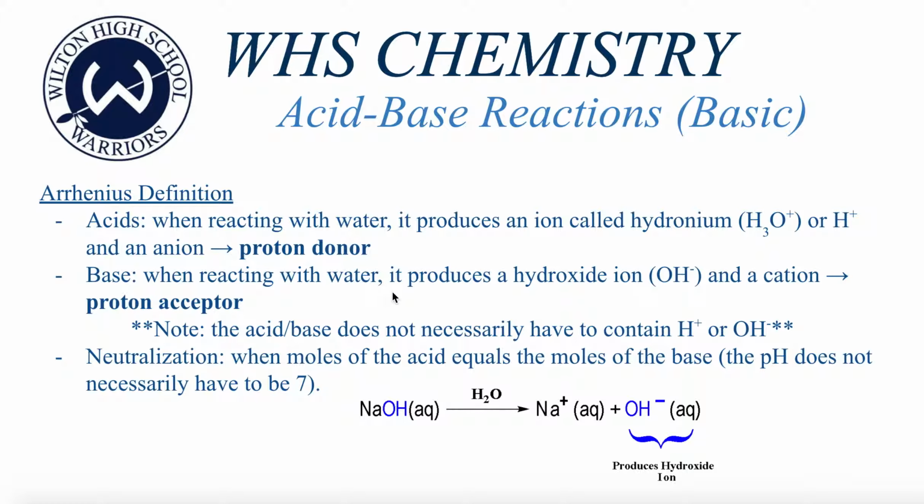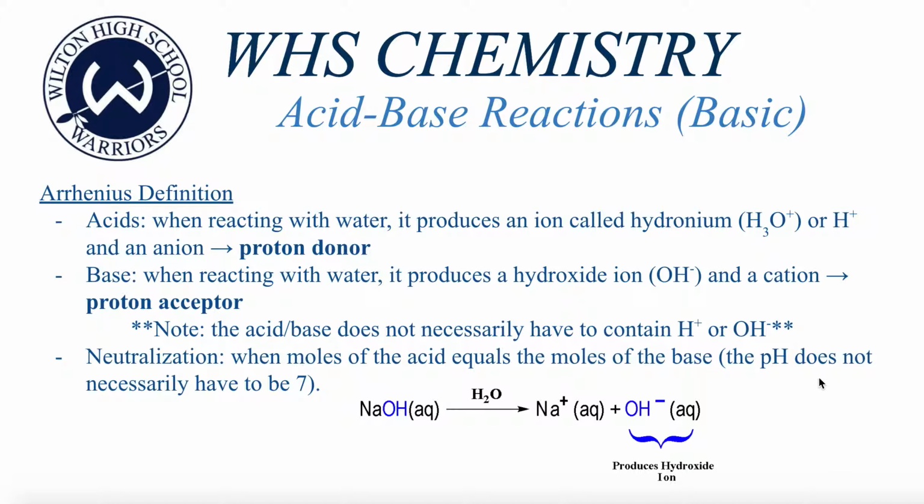So a base, when reacting with water, produces a hydroxide ion, an OH minus, and a cation. In this case, you have to note that the acid and base do not necessarily have to contain H plus or OH minus, which is why the Arrhenius definition was altered a little bit in order for you to tell what is an acid and what is a base.